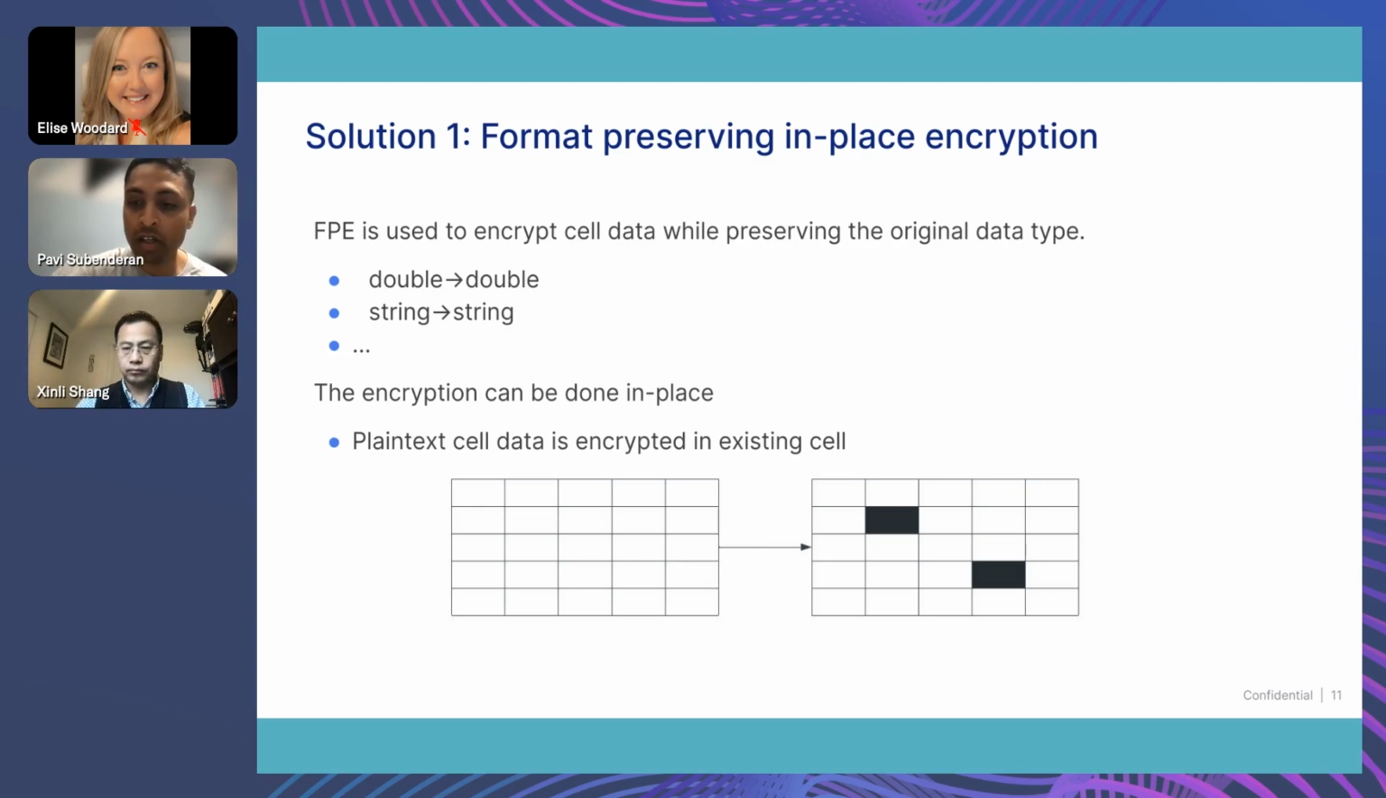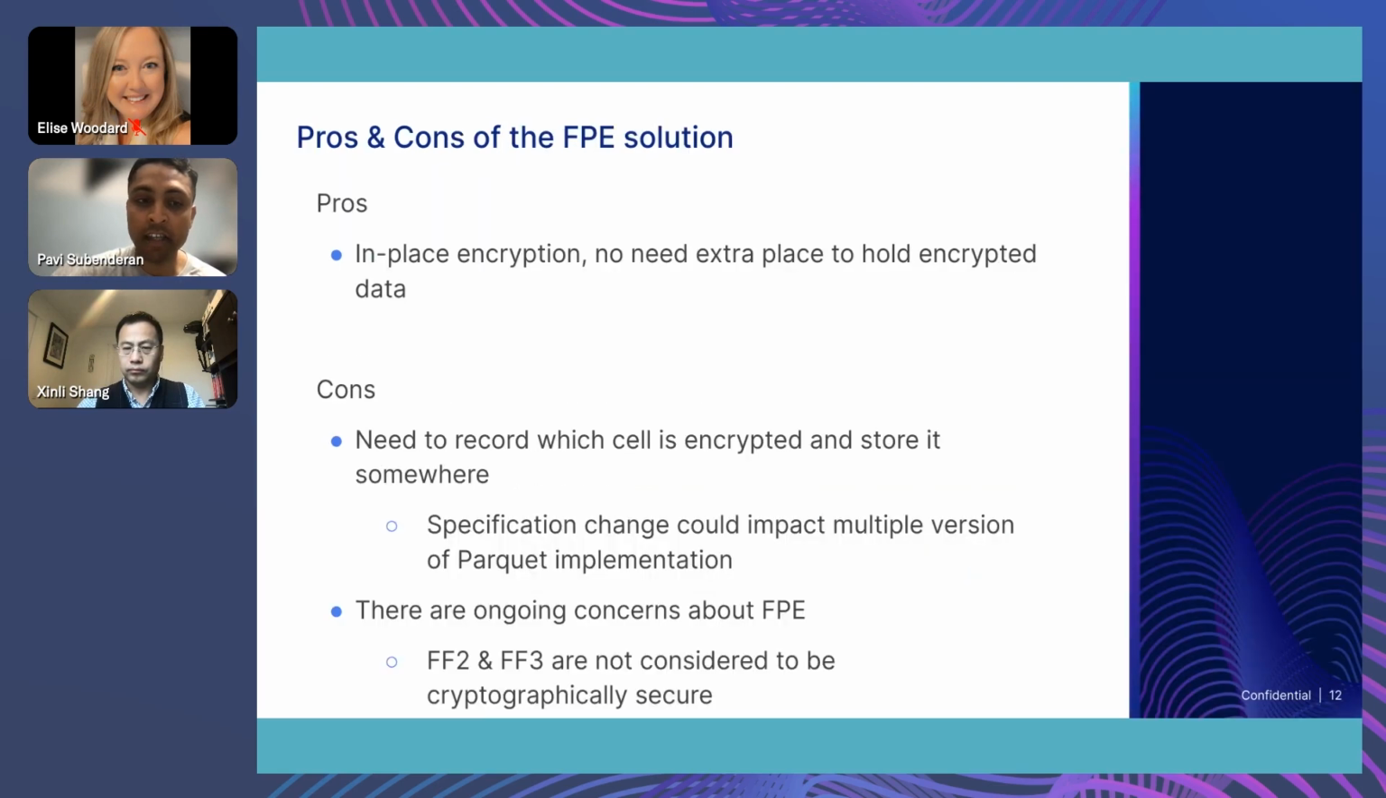And here we have some pros and cons. So basically the main advantage of this approach is that with in-place encryption we don't need some extra overhead to store the encrypted data. We don't need to have some extra place, some hidden column, anything like that. But there are some significant cons.